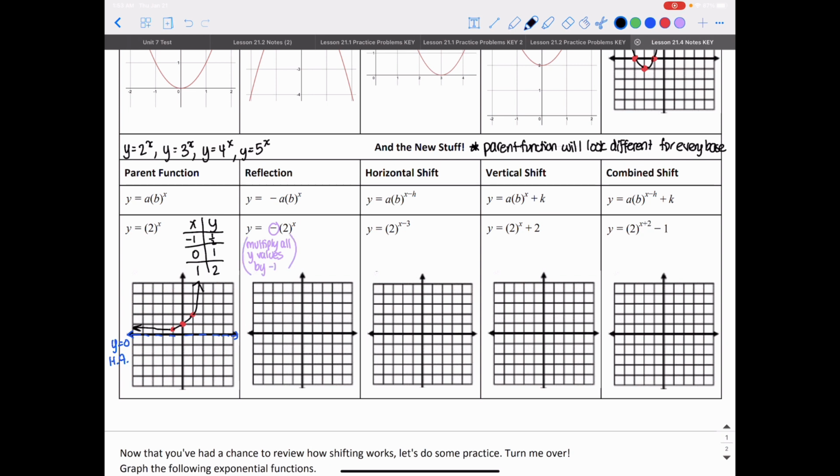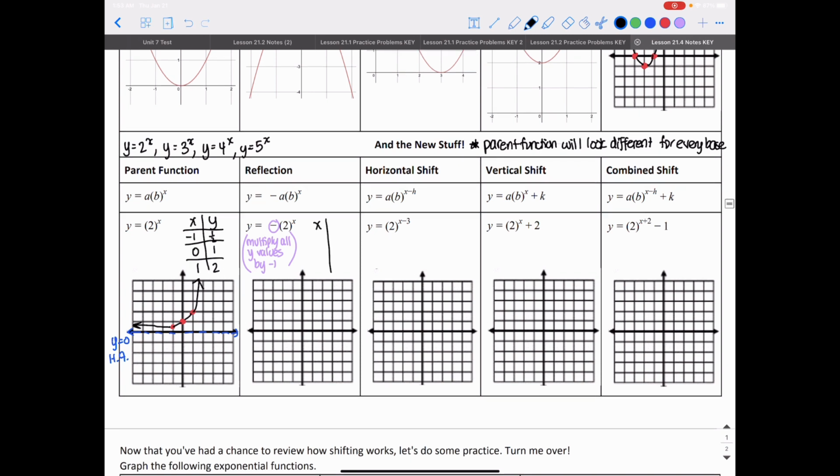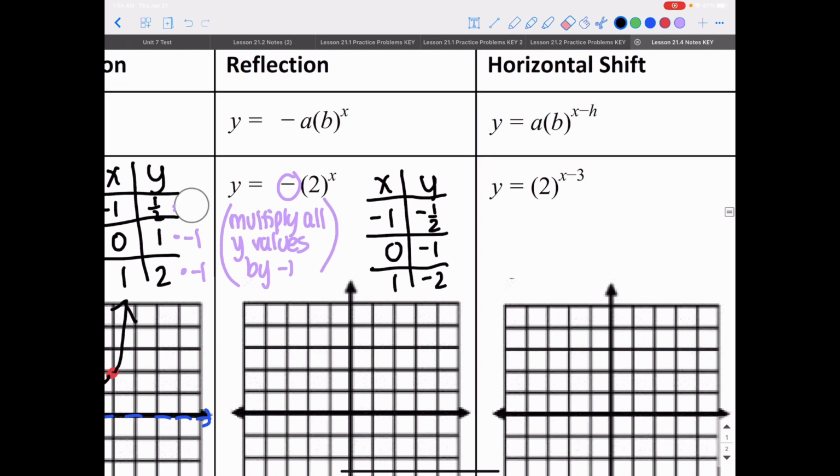And so what I'm going to do is take my parent function table, and I'm just going to multiply all of my y values by -1. I'm going to leave my x values alone. So I'm going to have a table with -1, 0, and 1. And instead of 1/2, 1, and 2, multiplying these by -1, I'm going to have -1/2, -1, and -2. So that's how the parent function changed.